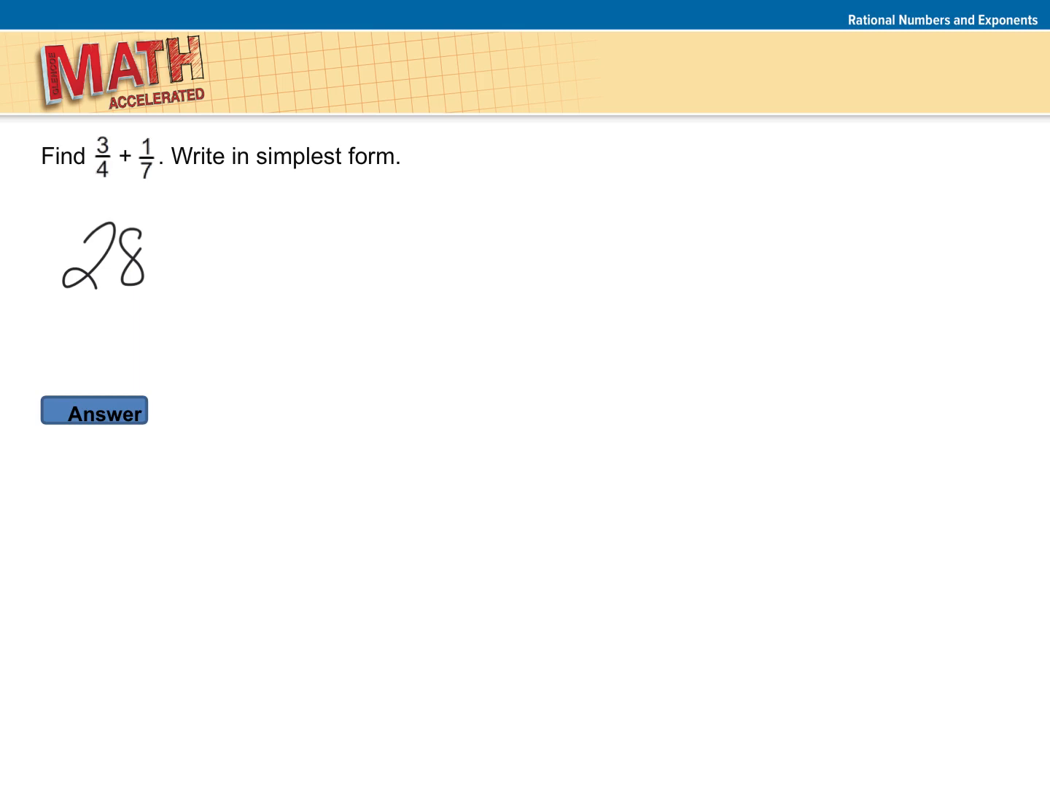So we said our common denominator was 28, right? So I'm going to start with our first fraction, 3/4. And I want to turn it into 28. What do I need to do? Multiply by 7 on the bottom and on the top. Yep, so 4 times 7 is 28. What's 3 times 7? 21.